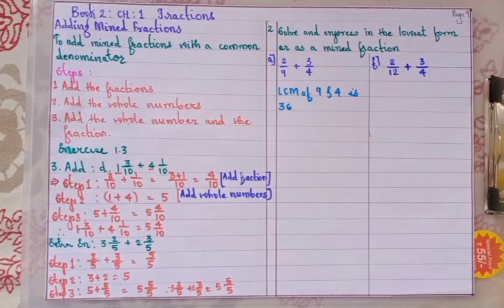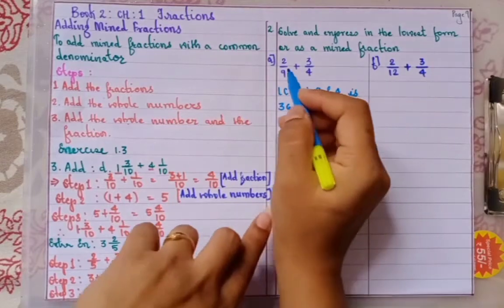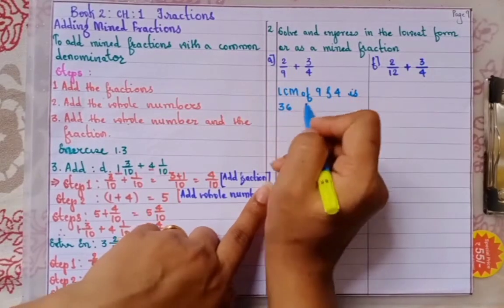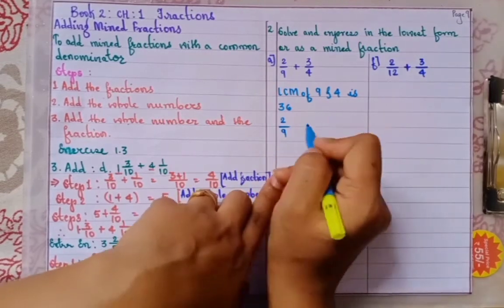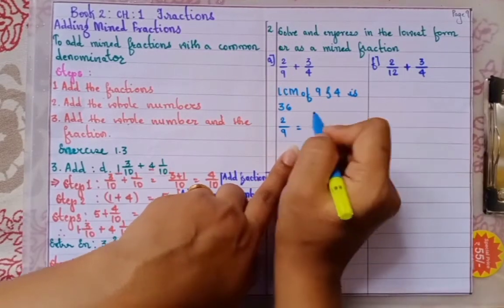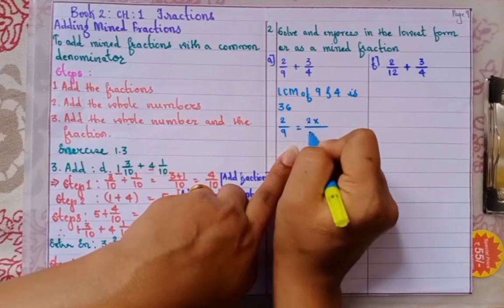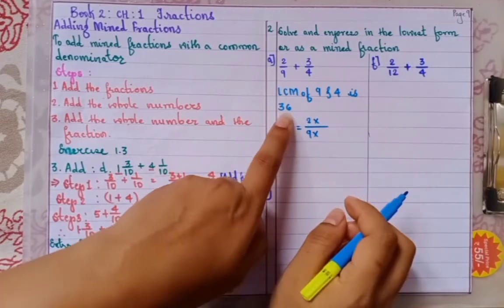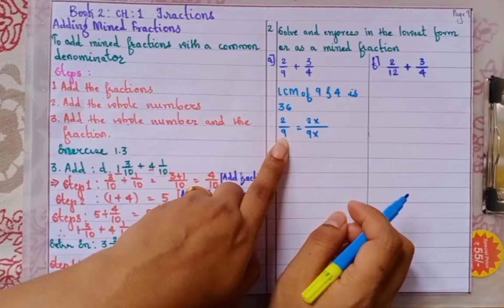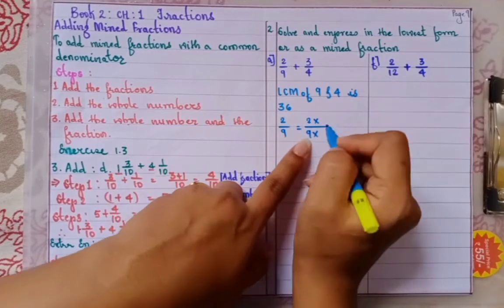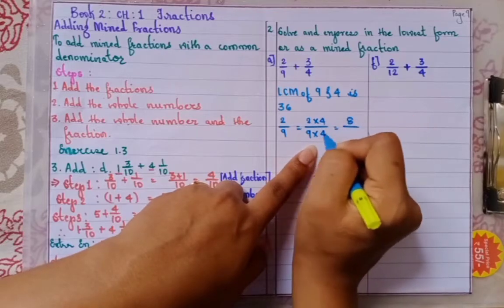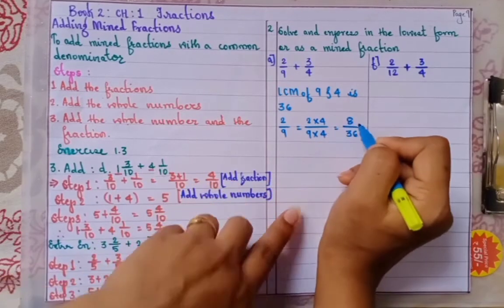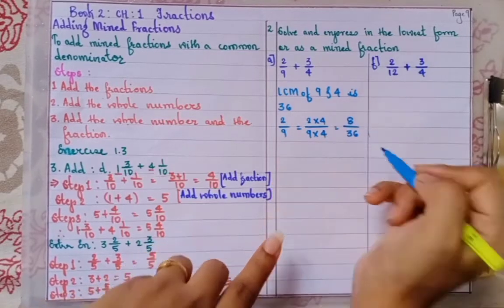Therefore the LCM of 9 and 4 is 36. So let's see further. The denominator of both the fractions should be 36. Therefore let's express first 2 by 9 as an equivalent fraction. 2 by 9 equals 2 into blank divided by 9 into blank. Now we have to divide 36 by 9. We will get 4 as an answer. Therefore multiply both sides by 4. 4 2s are 8, 9 4s are 36. Therefore the equivalent fraction obtained for 2 by 9 is 8 by 36.